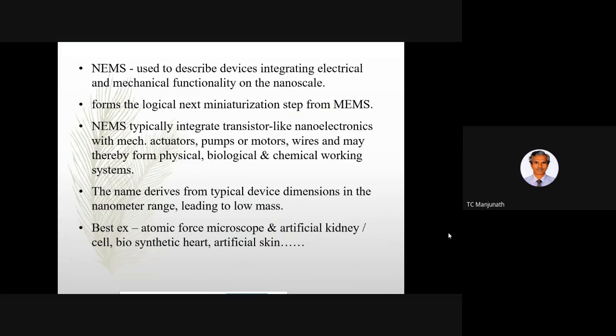So, coming finally to NEMS. What is NEMS? It is nothing but nanoelectromechanical systems. These are used to describe devices integrating electrical and mechanical functionality at a nano scale. Right, I think you might have studied designing of circuits in the Cadence software using the Mentor Graphics and Synopsys tools at the nano scale. NEMS forms the logical next miniaturization step from MEMS, and further it will lead to PEMS. NEMS typically integrate transistors like nanoelectronics and mechanical actuators, pumps, motors, wires, and thereby form physical, biological or chemical components working at a nano scale.